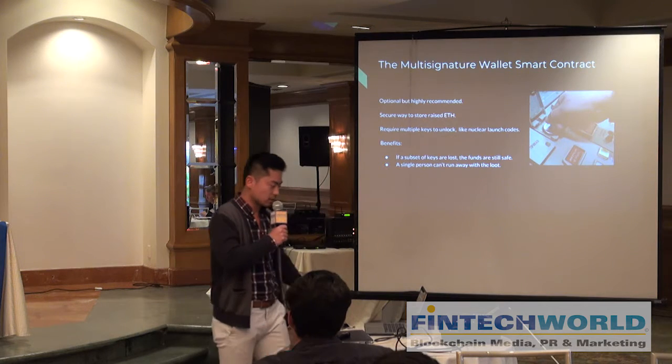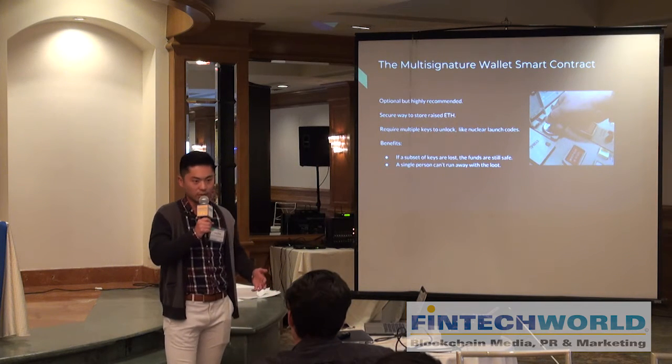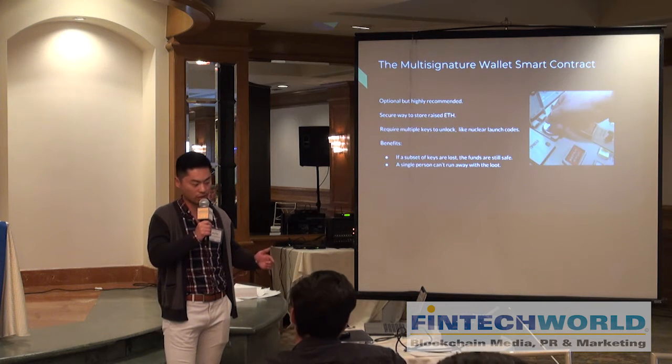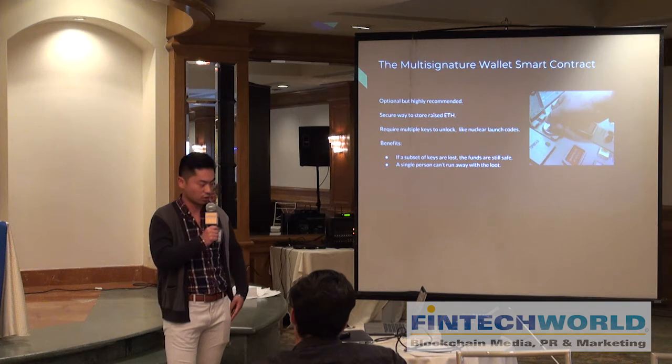Okay. And there are other ways to distribute your tokens, like if you want to reward your team for working on the project, you can have a vesting smart contract that distributes a token over time. And lastly, this is optional but really recommended, you want to store your raised Ether in a multi-signature wallet smart contract because it's more secure that way. It requires multiple keys to unlock, kind of like nuclear launch codes. And if a subset of keys are lost, you're not out of luck. Like you still have access to your funds. Also, a single person can't just run away with the loot.